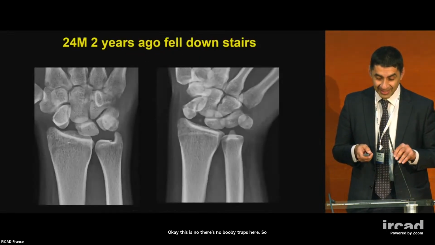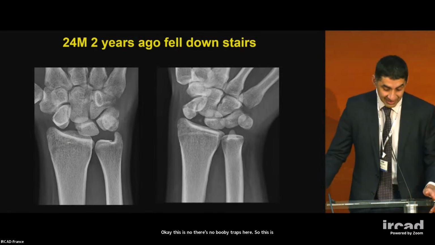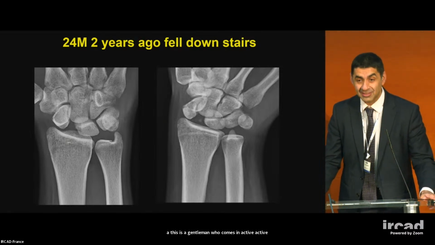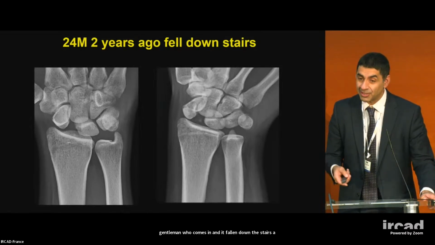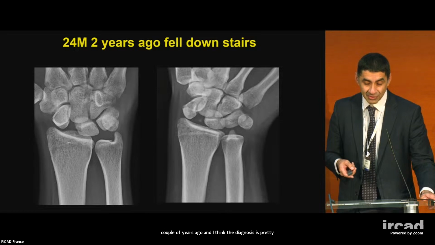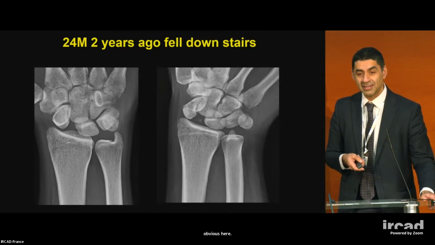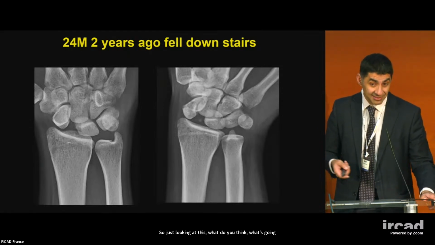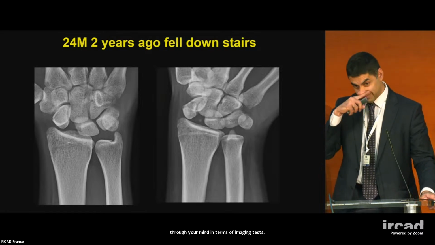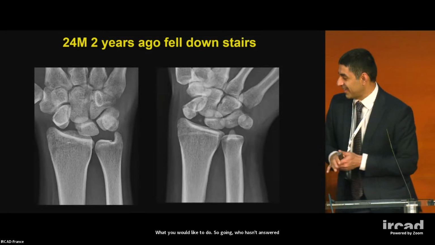So this is an active gentleman who comes in, and he fell down the stairs a couple of years ago. And I think the diagnosis is pretty obvious here. So just looking at this, what do you think? What's going through your mind in terms of imaging tests and what you would like to do? Go on, who hasn't answered any question?